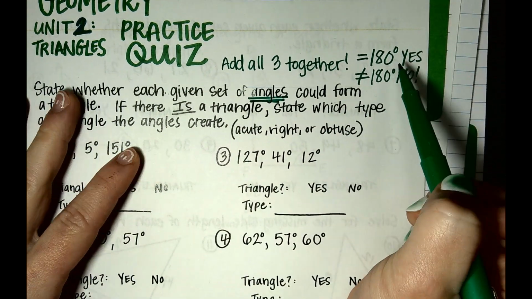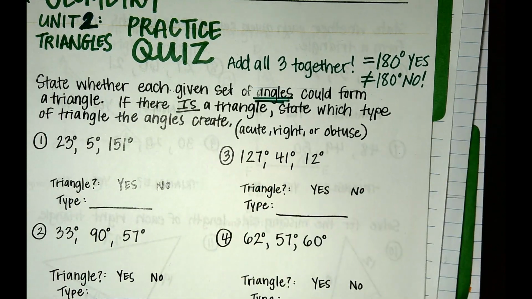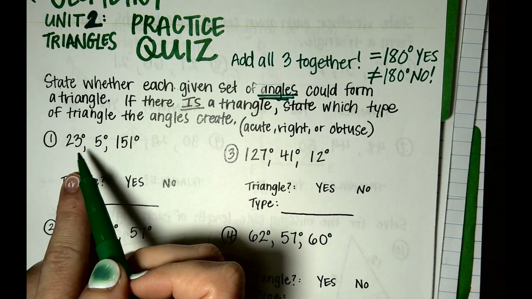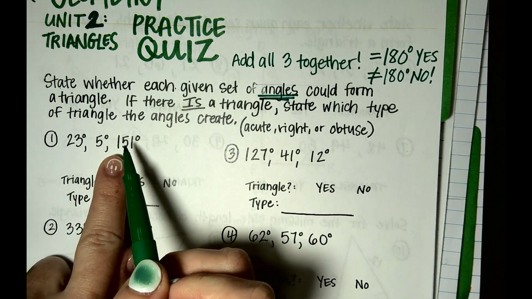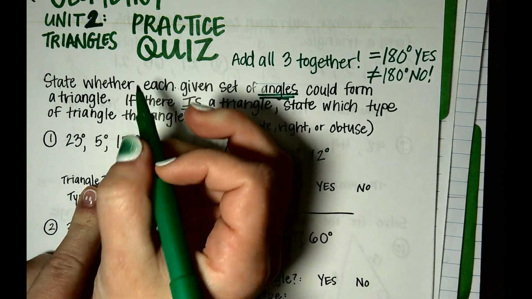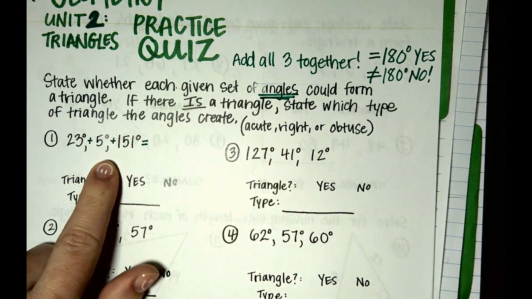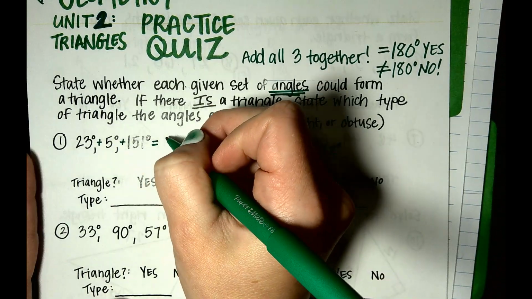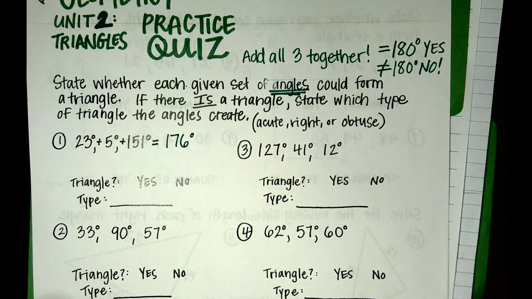Okay, so here's a little help guide for whenever we do these on our own. So for number 1, I have 23 degrees, 5 degrees, and 151 degrees. So when I add these 3 angles together, what is my total? 176. I got 179. You got 179?